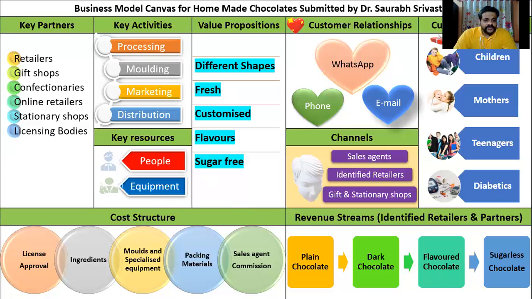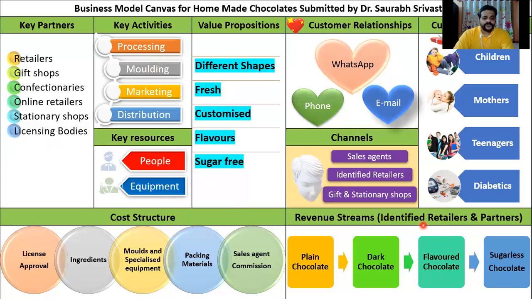Now, coming to the cost structure and the revenue streams. The revenue stream that I see will be basically through the identified retailers and the partners. The plain chocolate, dark chocolate, flavored chocolates, and sugarless chocolates are what is going to generate revenue for me.